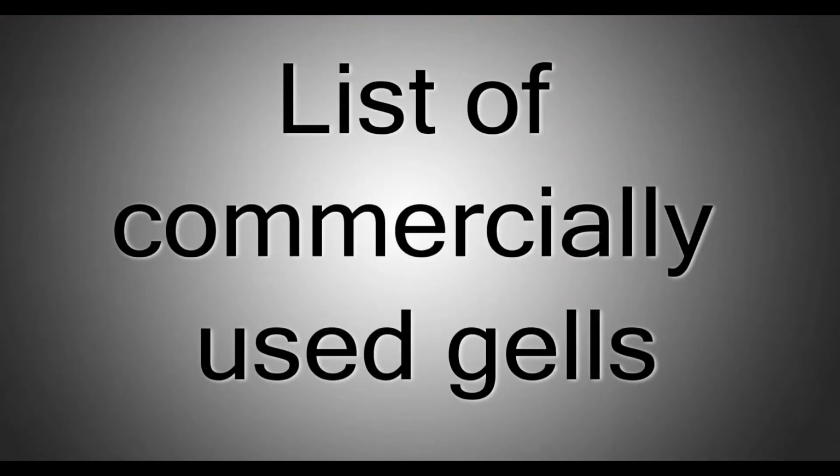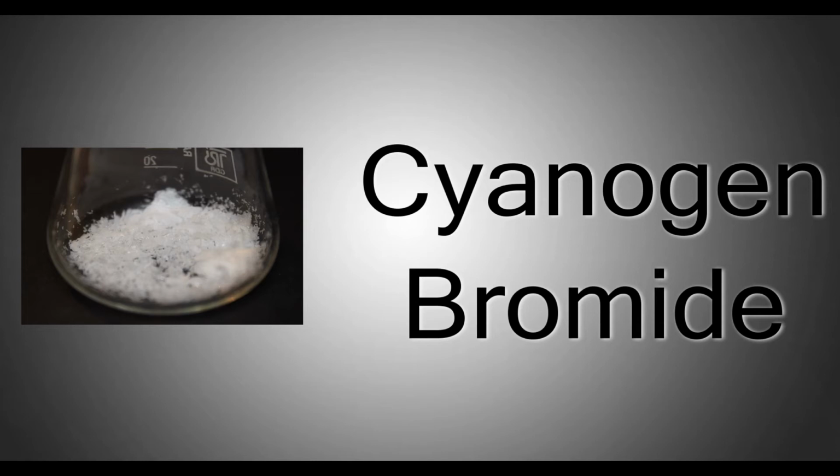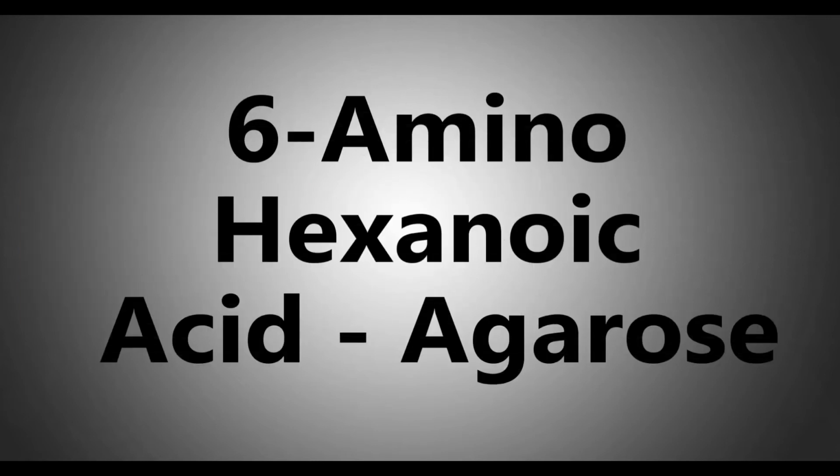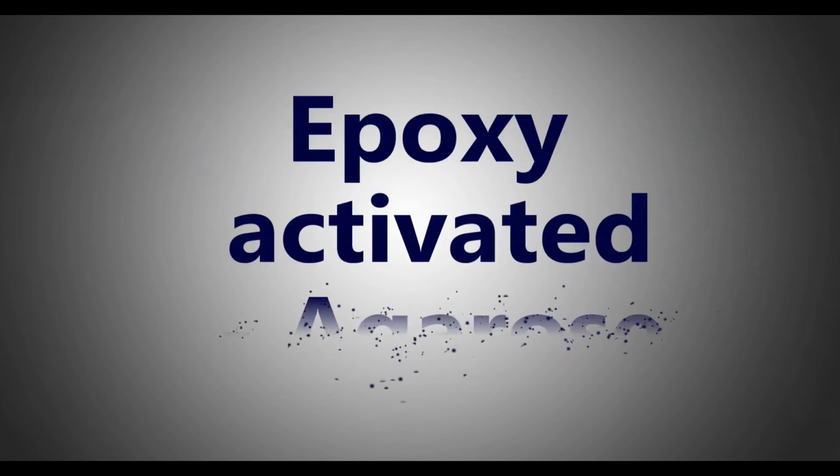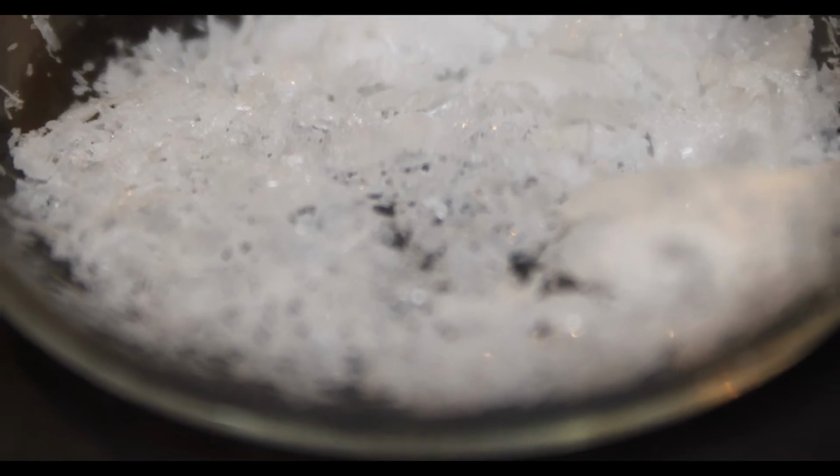Now we are going to discuss commercially used gels that are widely used and easily available. List of commercially used gels. First, Cyanogen Bromide activated Agarose. Second, 6-amino hexanoic acid Agarose and 1,6-diamino hexane Agarose. Third, epoxy activated Agarose.